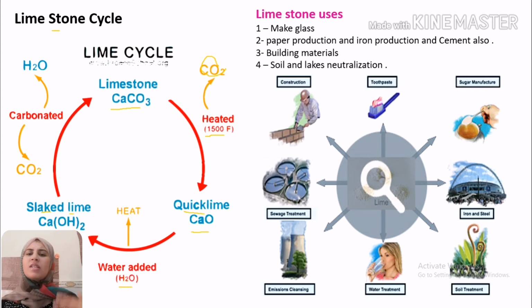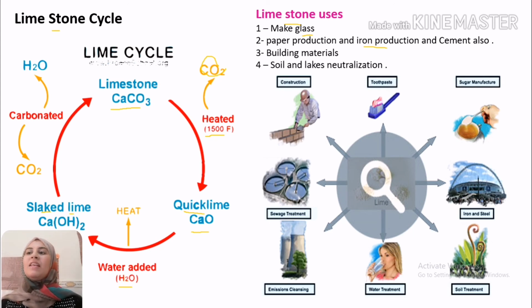Uses of limestone. Limestone is used in a lot of industries, like making glass. Paper production: we add limestone in paper production to increase the whiteness of paper. We can use it in iron production. We can use it in a blast furnace to remove the sand and the impurities from water.